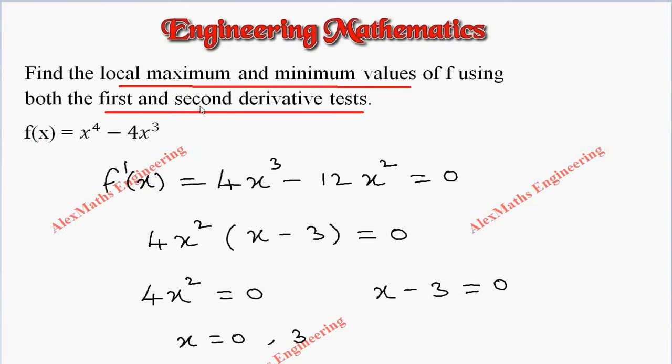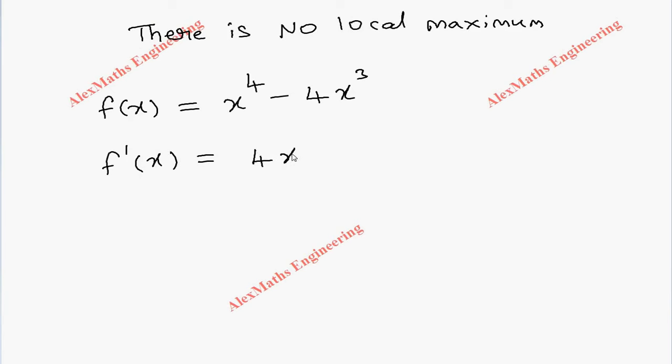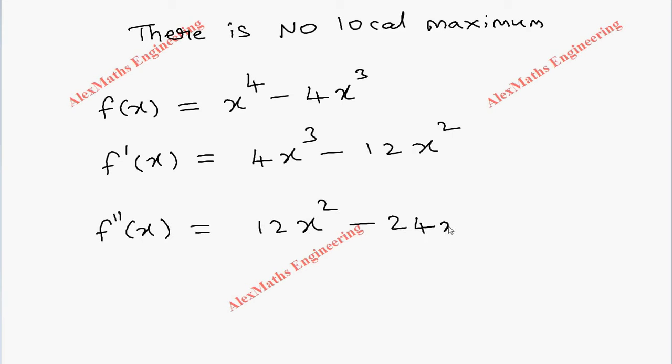Now let's proceed with the second derivative test. For that, we have to find the second derivative. So once again, we'll proceed from the beginning. We have f of x is equal to x power 4 minus 4 x cubed. So let's copy the function here. Now let's take f dash of x, which is nothing but 4 x power 3 minus 12 x square, and f double dash of x equal to 12 x square minus 24 x.